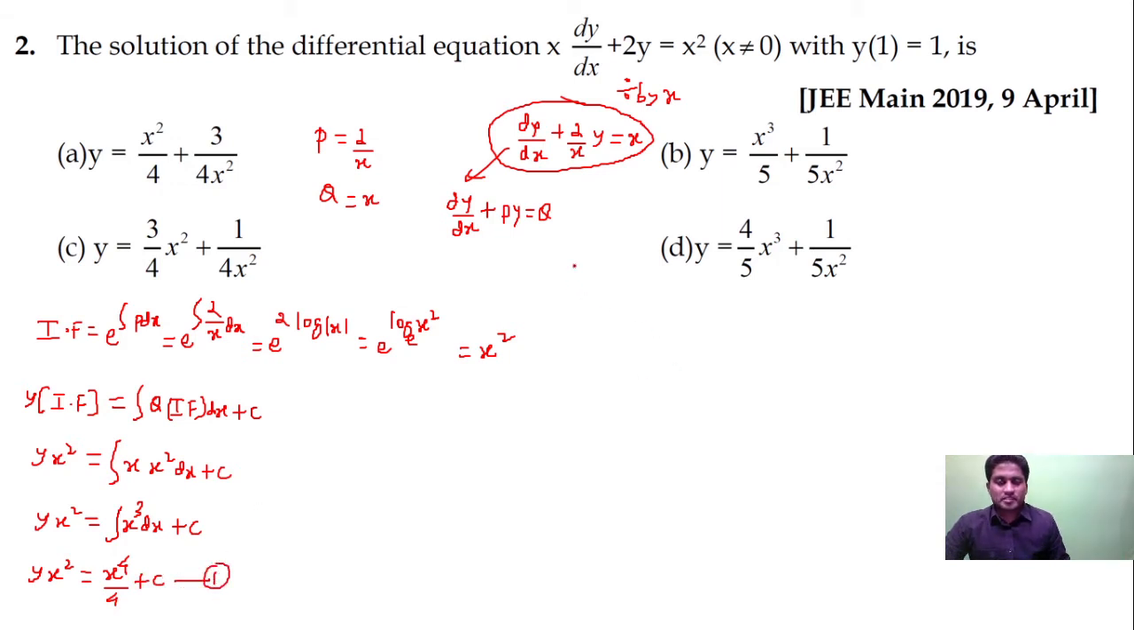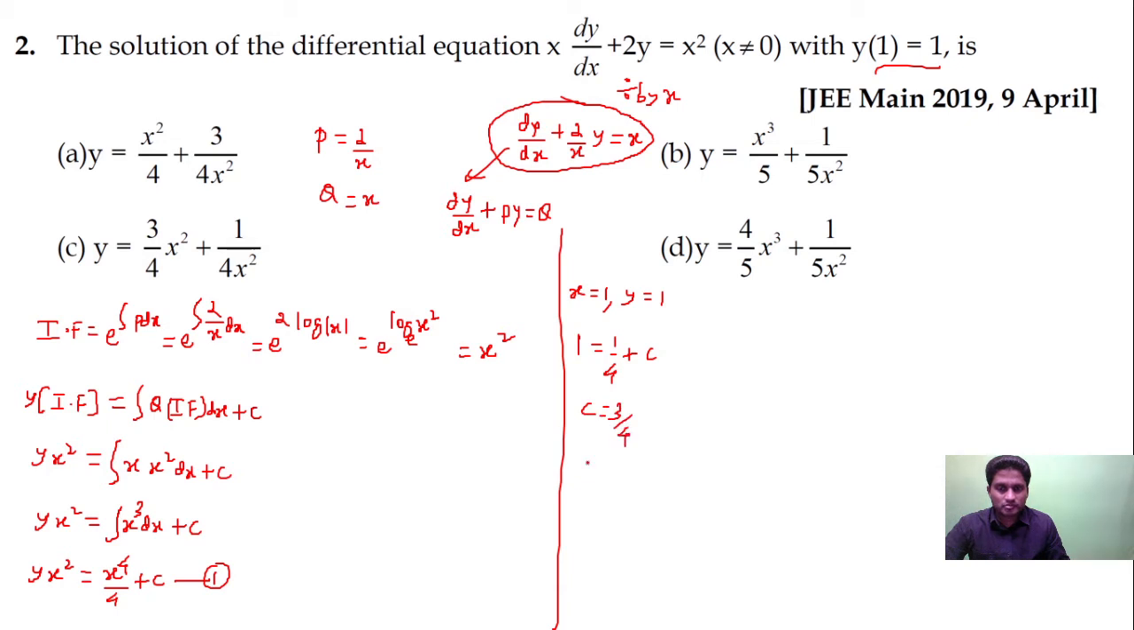It is given in the question that y of 1 equal to 1. That is, when x is equal to 1, y will be equal to 1. So you get 1 is equal to 1 by 4 plus c. So c is equal to 3 by 4.